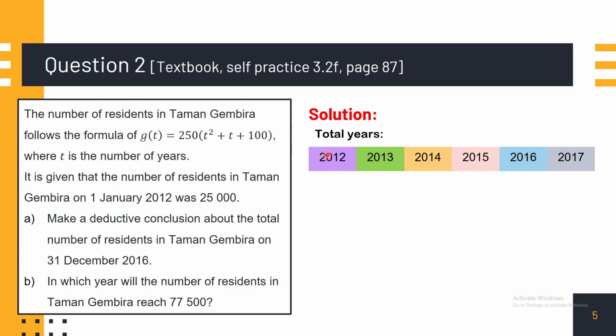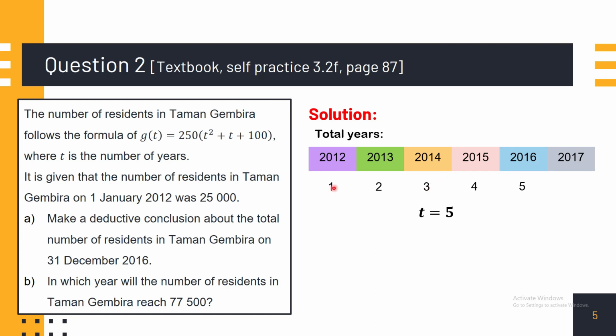Please note, for example in the purple box here, the left side of the purple is 1 January, and the right side of the purple is 31 December. It's from 1 January until 31 December, which means this is equal to 1 year. Then we calculate how many years from 2012 until 2016. 1, 2, 3, 4, 5. There are 5 years.